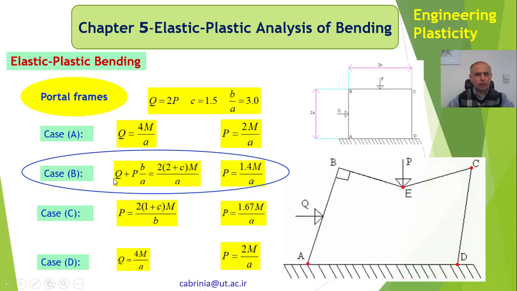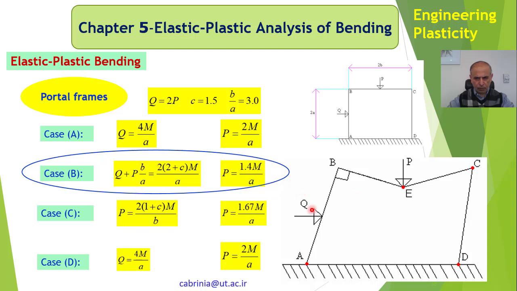Therefore, this is the correct answer. Okay, that's the correct answer. The least possible value is the correct answer. You can see that 1.4 and 1.67 are very near to each other, but maybe you can find another case that is smaller than this. That would be the answer, but you can find it. That's the least possible load that could cause the collapse of this structure.